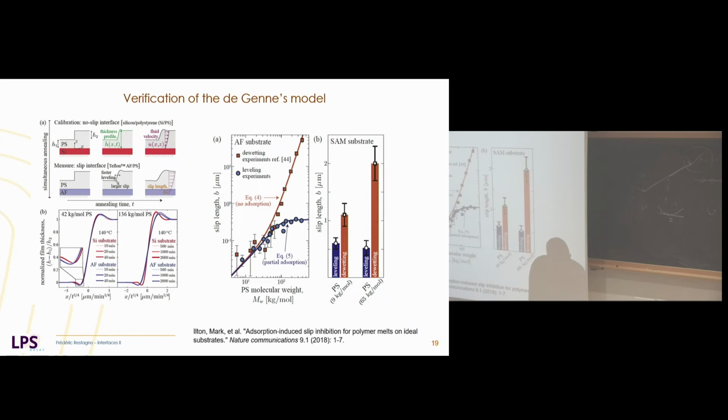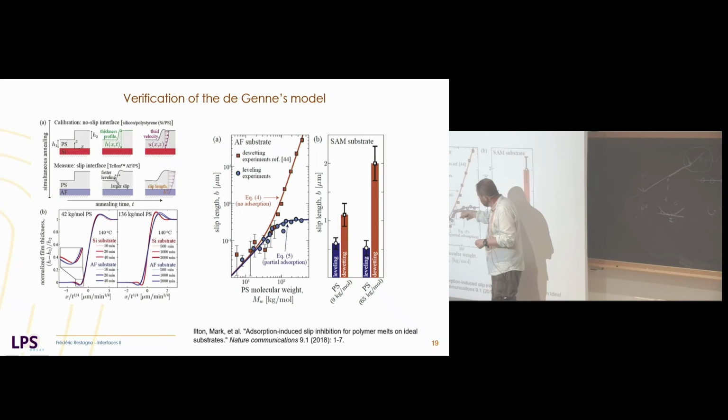They were also doing some dewetting experiments, which are simpler. You put a droplet and you look at how it dewets. The dewetting velocity will depend on the slip. And these experiments are nicer. With these experiments, they were able to see N to the power 3.4 in this regime and N to the power 1 in this regime. So that's the transition between the Rouse regime and the entangled regime here.